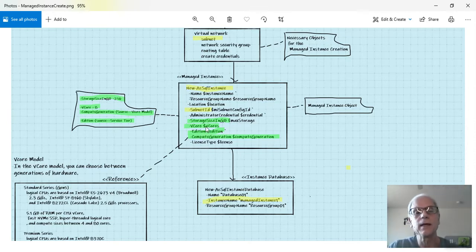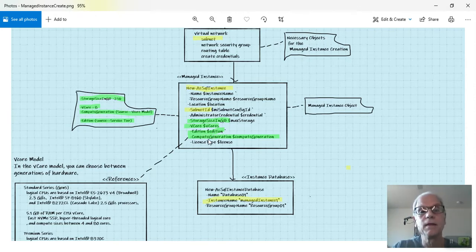And as you can see, I highlighted some things. The storage size in gigabytes: you specify the storage size. You specify the vCores, or the count of how many virtual CPUs you want. The edition, which comes down to the service tier.